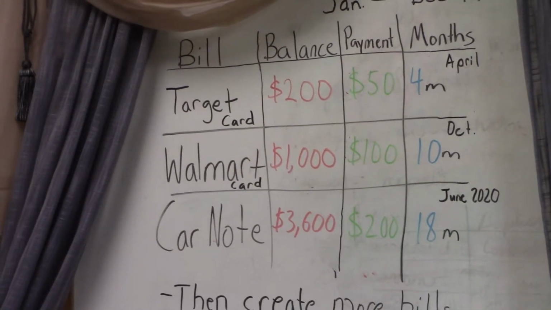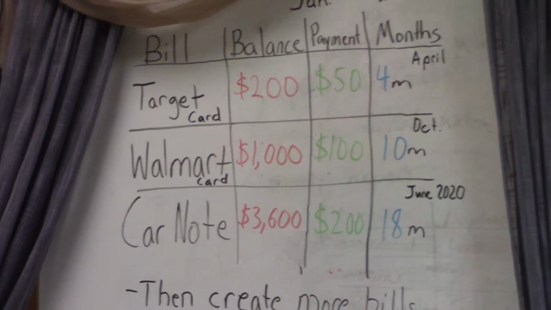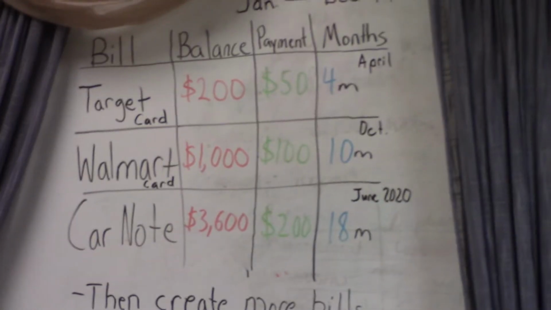So how can we snowball this? How can we knock it out a little bit faster? Here's a basic example without throwing a bunch of interest rates and other things in there. Let's go over here.